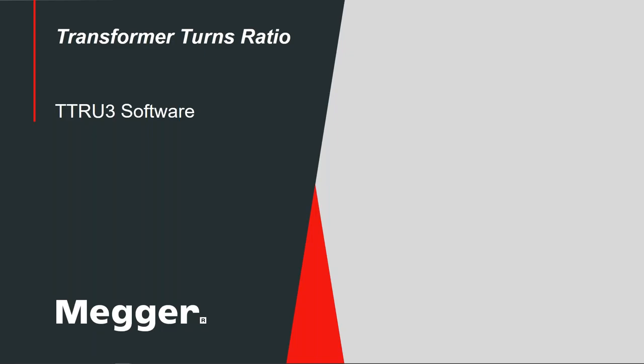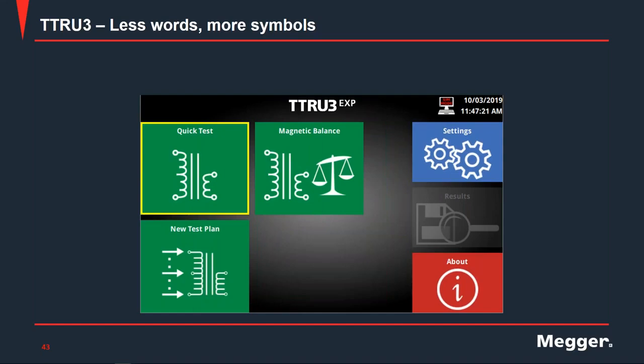Which brings us to the software. So not only do we have hardware that makes it easy for you to see if you are connected to the transformer properly, we also have software which uses less words and more symbols, which means that it is a lot easier to get trained on this device. And we have made the software that runs on the PC and the 7-inch display identical. So you don't have to spend a lot of time learning how to use two different interfaces. You can learn it on the PC and then start using the 7-inch display right away.